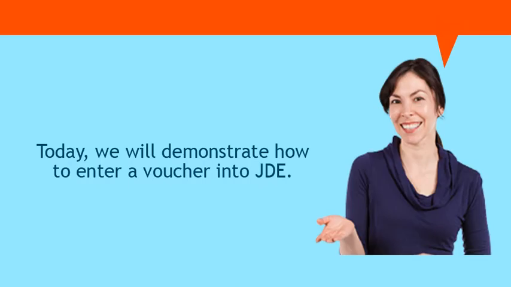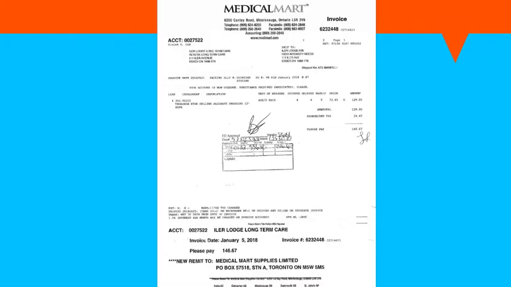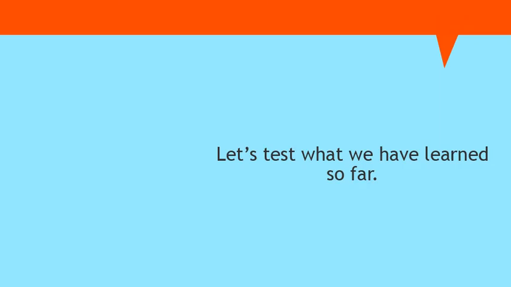Today we will demonstrate how to enter a voucher into JDE. Let's take a look into the invoice. On an invoice, we have vendor name and address, invoice number, GL account number, invoice date, and payment amount.